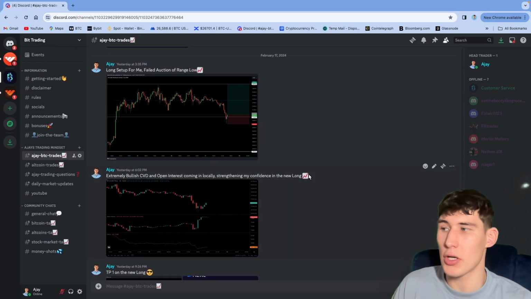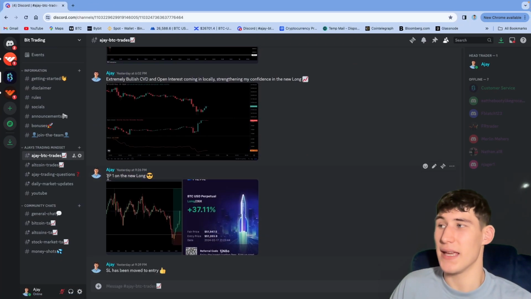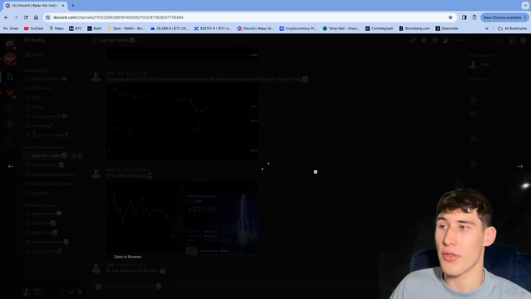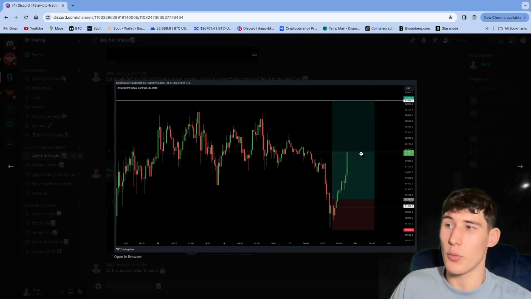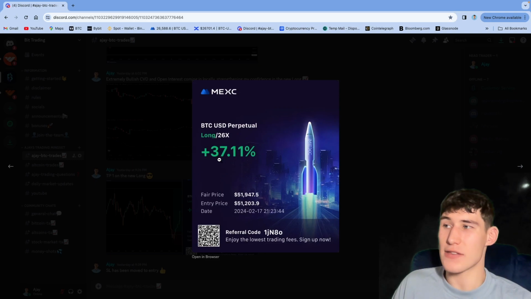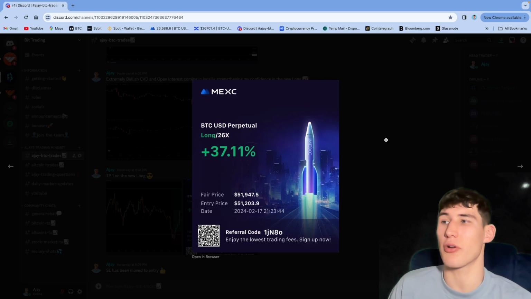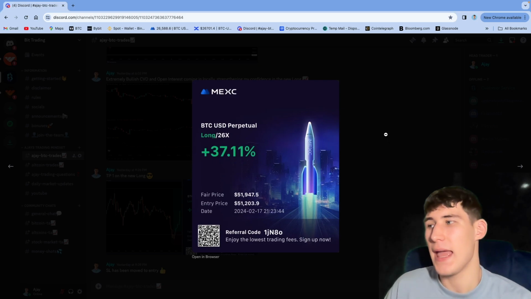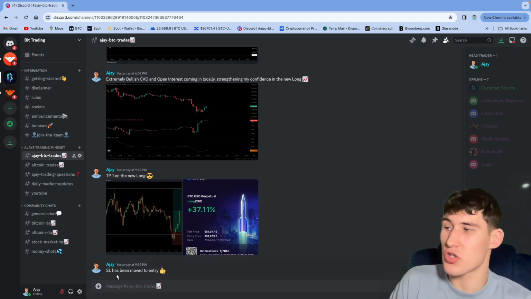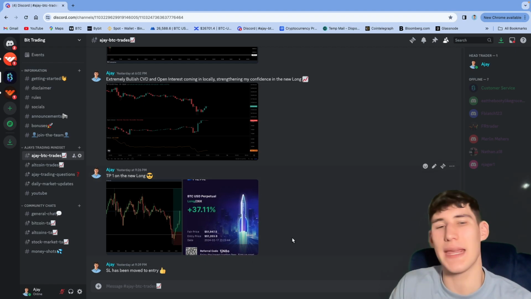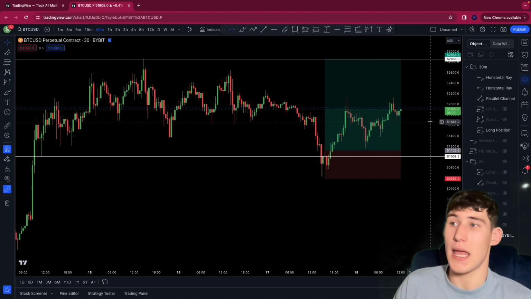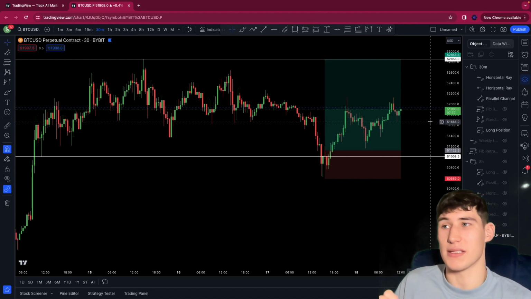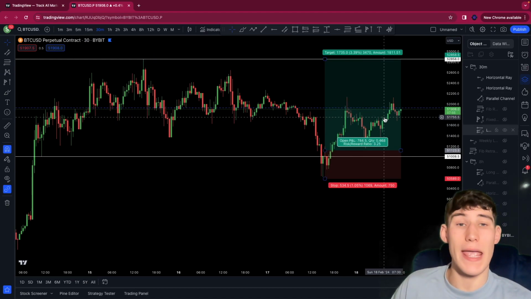But if we have a look at the Visionary Discord, you can very clearly see here, I told the team TP1 on the new long. So here you can see that we were tapping the mid-range of that parallel channel, and we took a TP1 at over 37%. So this has been an extremely profitable trade for myself and the team here at Bit Trading, and of course we moved the stop loss to entry, making this a completely risk-free trade. So this was a very profitable trade for us yesterday, as we can see here.